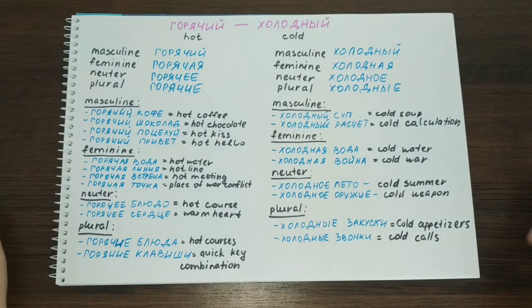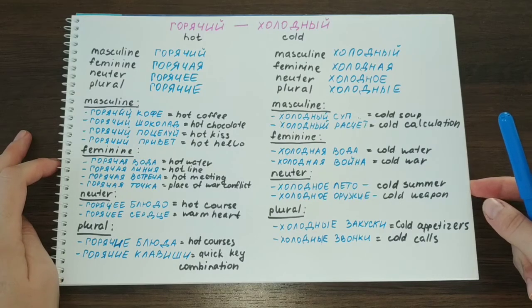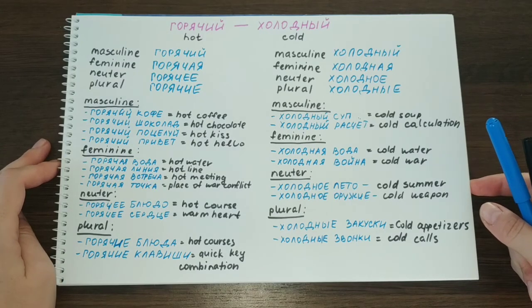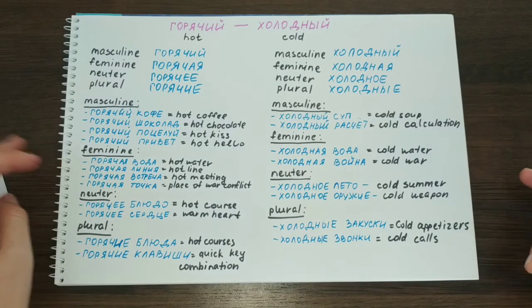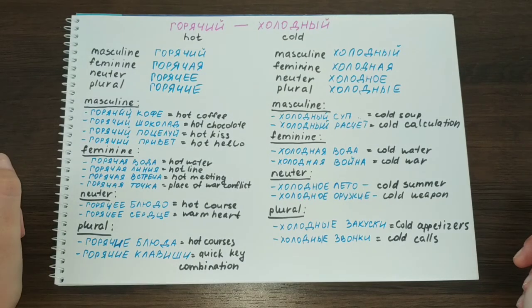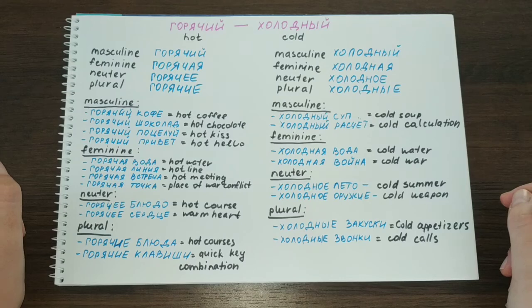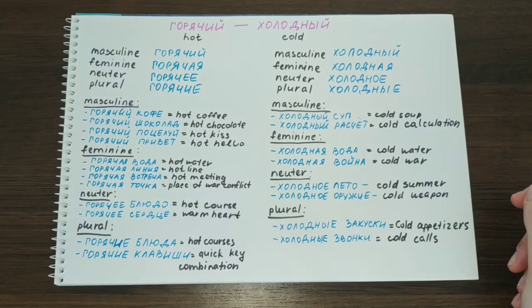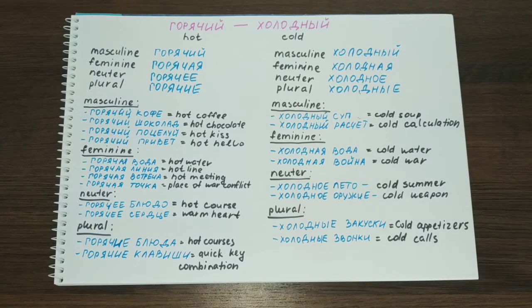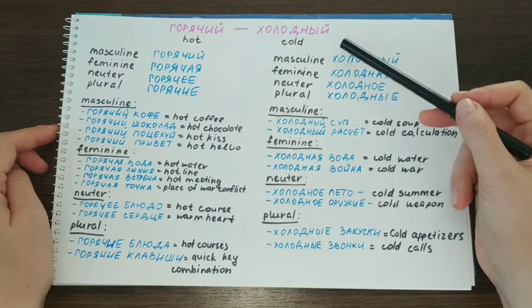So that's it for today's lesson. I know it was quite long and informative, I hope. And these adjectives, as I told you in the beginning, are very commonly used in the Russian language, because of course there are a lot of things that you can describe as either горячий, hot, or холодный, cold, both in the literal and figurative meaning. So it will be good for you to learn them.